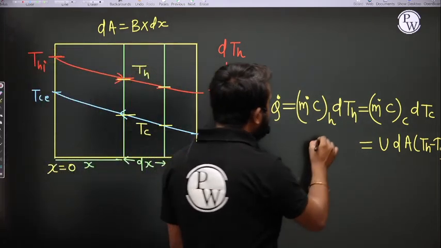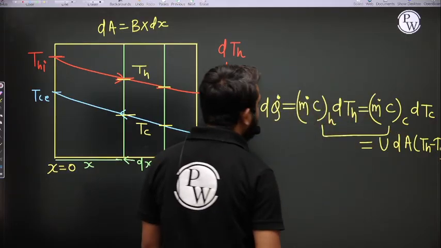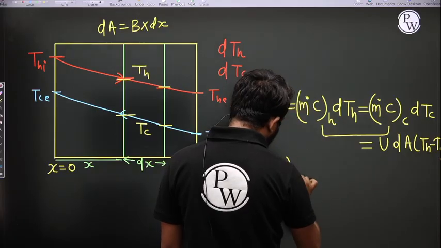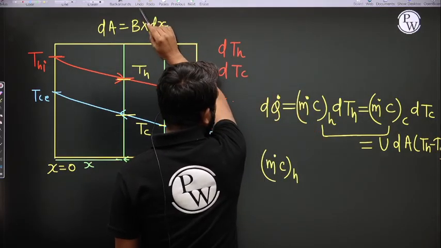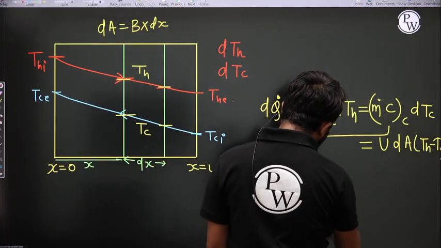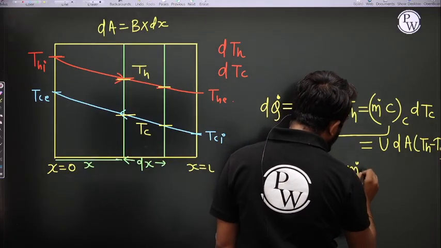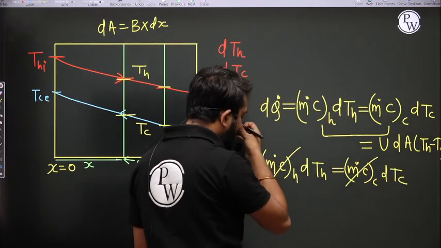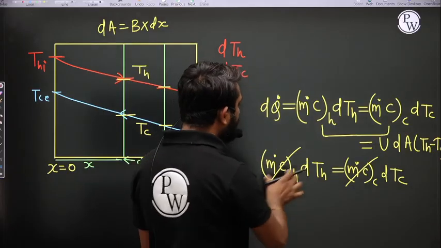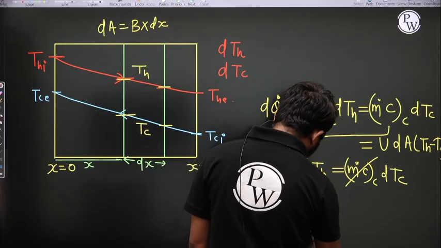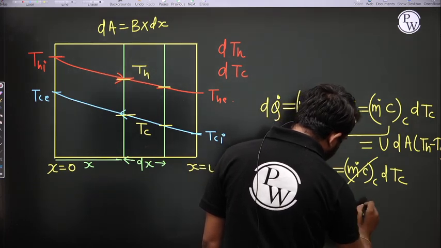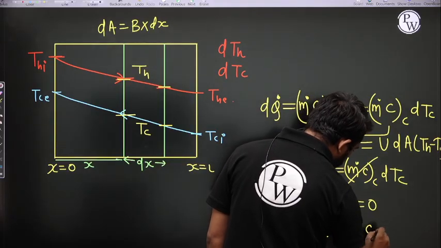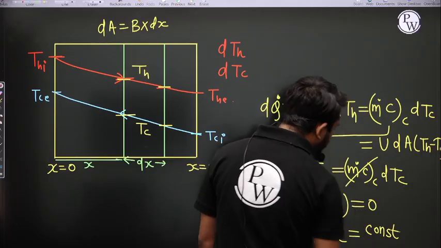Now, see these two terms, right? So from here you can say, m dot c of hot fluid dTh is equal to m dot c of cold fluid dTc, because equal heat capacity rate is there, no? So these two terms are cancelled out. So ultimately you are getting dTh minus dTc is equal to 0, and if you are integrating this, you are getting Th minus Tc is equal to constant.